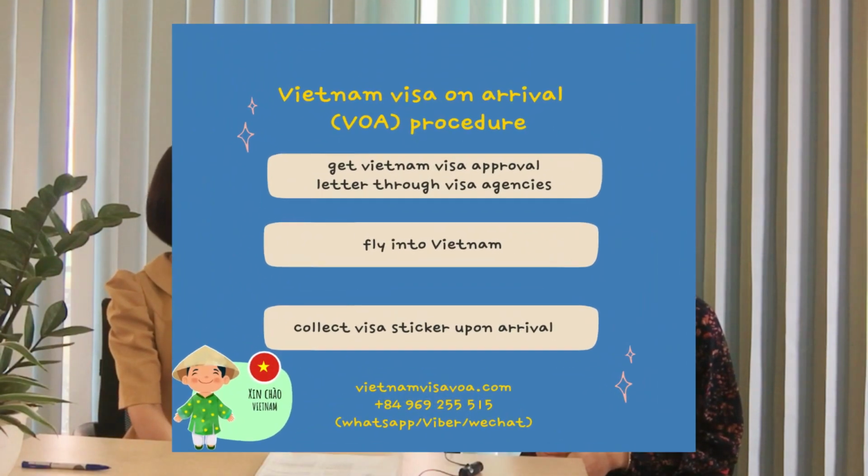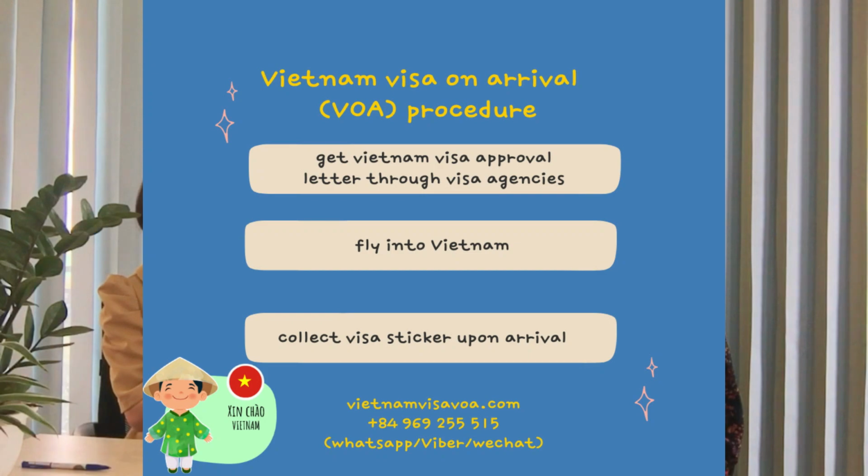Yeah, so in short, in conclusion, to get the Vietnam visa on arrival, the first step is that you need to obtain a Vietnam visa approval in advance, and this can be done through a travel agency in Vietnam, right? Yes. And with this letter, you will fly into Vietnam and collect the visa sticker upon arrival. Yes, that's true. And what about e-visa? This is much simpler and more straightforward.